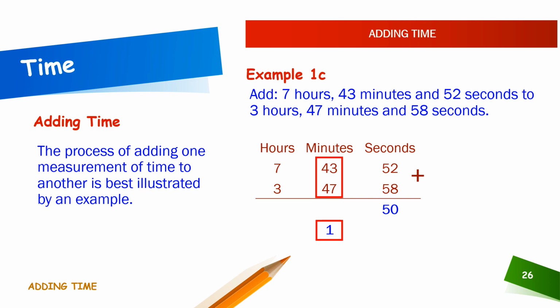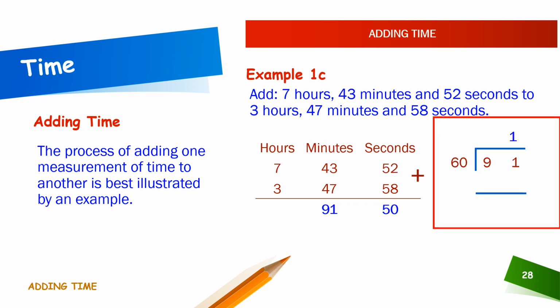Now we add the minutes to give 91. However, there are 60 minutes in an hour, so in order to convert to hours and minutes, we divide 91 by 60. And this is of course carried out using the steps shown on your screen. So here 1 multiplied by 60 is 60. And finally subtract 60 from 91 to give 31. So 91 minutes is 1 hour and 31 minutes. And we express it as shown in the table.